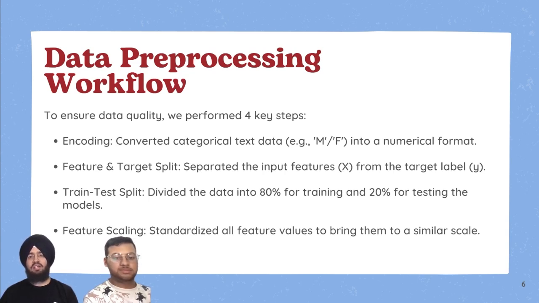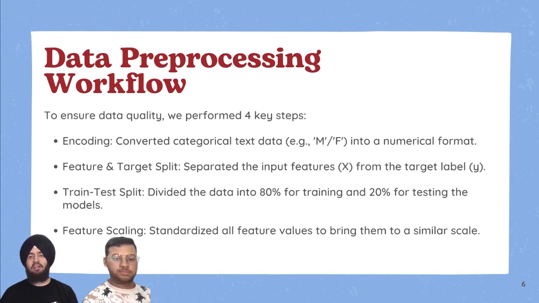Second, in the feature and target split, we have separated the input features X from the target label Y, in which Y being the predictions we want from the model. And third part, we have the train and test split, in which all of the data set is divided into two parts. First one being the train part, second being the test part.